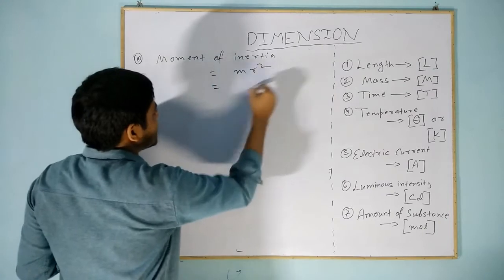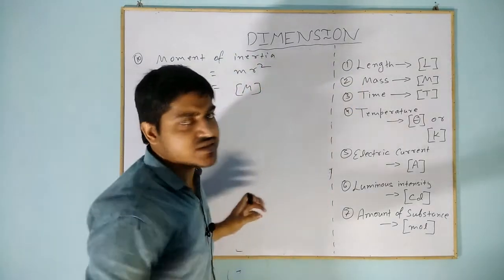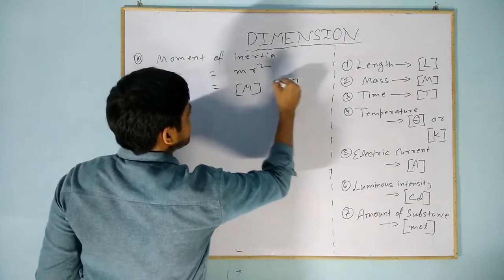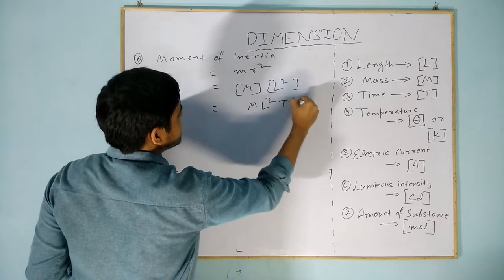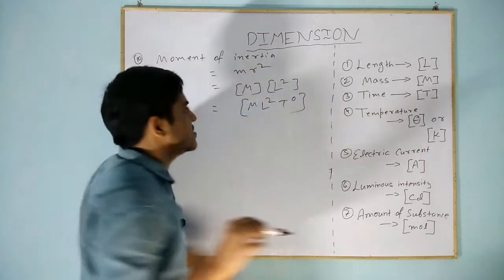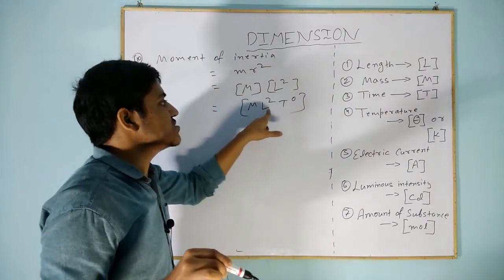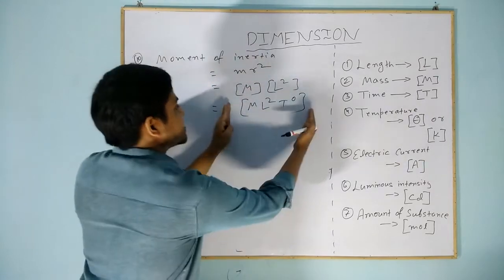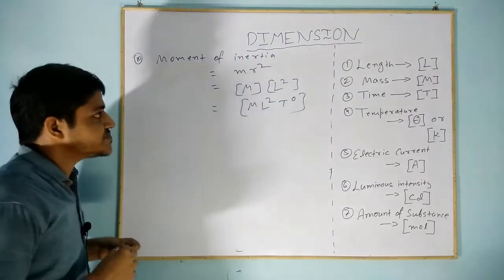So we will get mass has dimension M and distance square, that means square of a length, L square. So the dimension came out to be M L square T raised to the power 0, because we normally express dimensional formula in terms of M, L and T. What we would say, the dimension of moment of inertia is 1 in mass, 2 in length, and 0 in time, and this expression is the dimensional formula of moment of inertia. Clear?